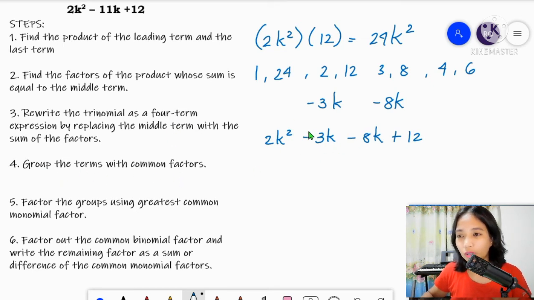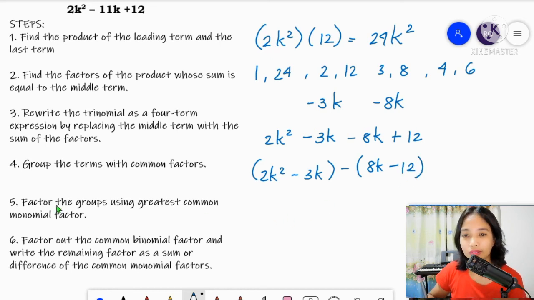So, dito, meron tayong makikitang common factors. So, pwede natin igrupo ang 2k squared minus 3k or pwede rin naman yung 8k ang grupo. Okay? So, as long as there is a common factor. Okay, so let's group 2k squared minus 3k and the other one is negative or minus 8k. Since naglagay tayo dito ng minus sign, we're going to change the sign of 12. So that will become negative 12.